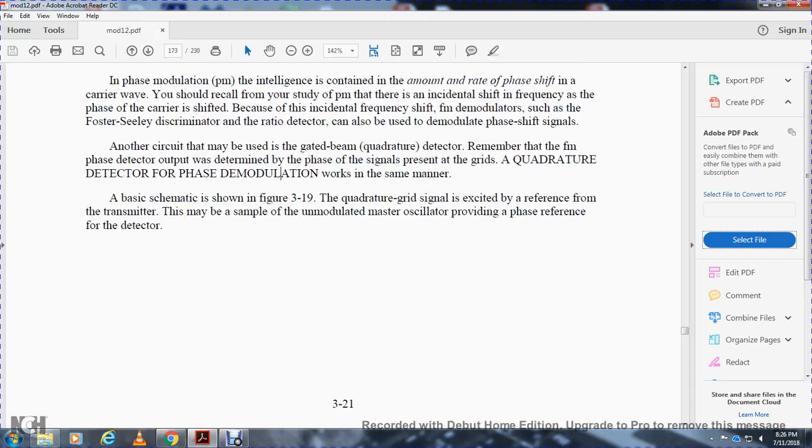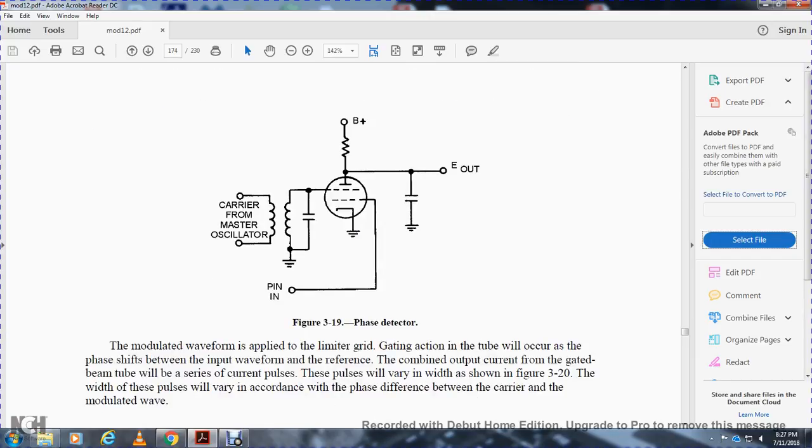A basic circuit is shown in figure 319. The quadrature grid signal is associated with the reference of the transmitter. It may be simply an unmodulated oscillator, such as the master oscillator, providing the phase reference for the detector carrier. The circuit includes a transformer, a capacitor, a four-way grid resistor, and a positive pulse input. The voltage output appears across the capacitor and the resistor.